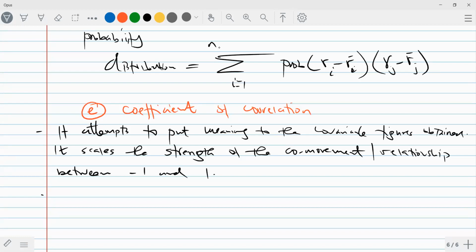What does one mean? Let me reinterpret here. A simple interpretation: positive one is what we call perfect positive correlation. And maybe just to expound on it, positive one is called the perfect positive correlation. And what does it mean?